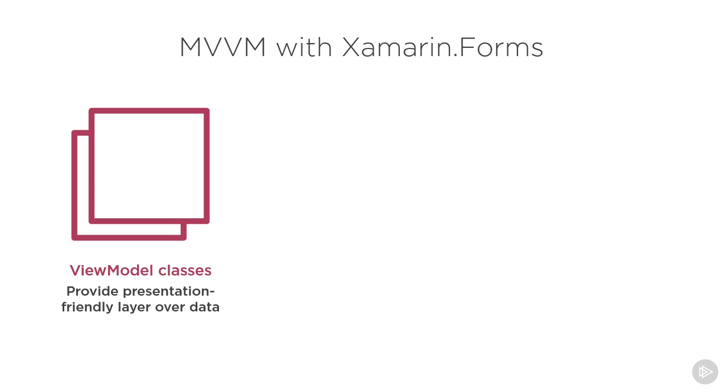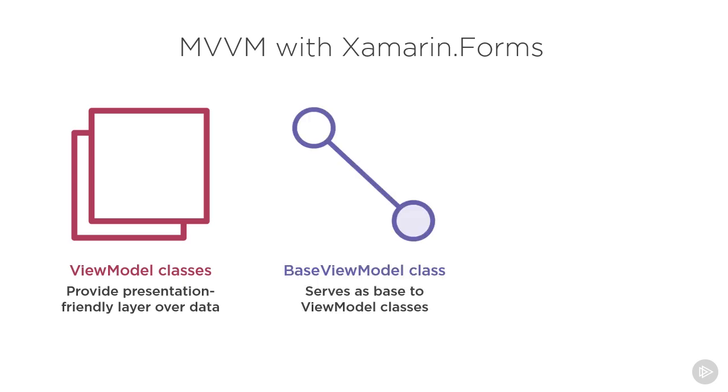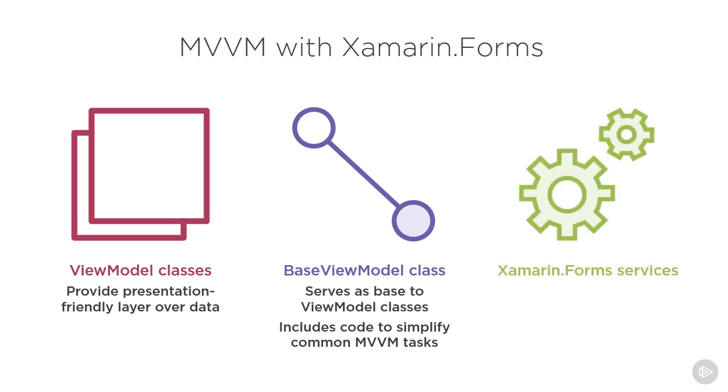Now, Visual Studio also generated another class called Base View Model. And as its name implies, it serves as the base class for our view model classes. So normally, each of our view model classes will inherit from this base view model class. And the base view model class includes code that simplifies some of the common tasks we'll need to do when using this Model-View-ViewModel architecture.